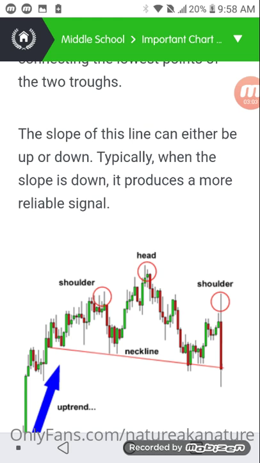A trend reversal pattern is formed at the top of an uptrend. So this is a head and shoulder formation. You have the shoulder, then the head, and then the shoulder. If the neckline slopes down, it produces a more reliable signal that price will reverse from this uptrend to a downtrend. When you see this head and shoulder pattern, it is a reversal formation that is formed after an uptrend, signaling that a downtrend wants to begin.